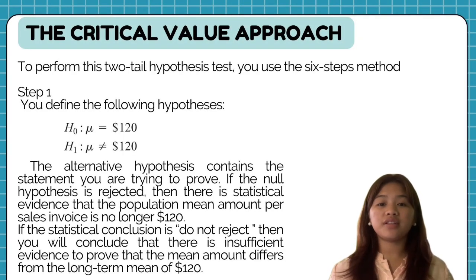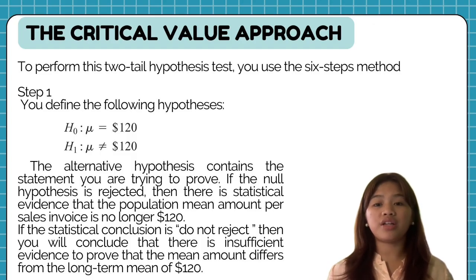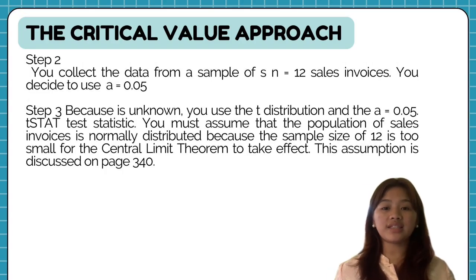Today, I'm going to discuss the critical value approach. In this step, we define what we are testing. We start with a null hypothesis, which assumes that the average sales invoice amount is 120. This represents the current belief or status quo. Next, we state the alternative hypothesis, which suggests that the average is not 120. This means we are checking if there is a significant difference from the expected amount. And it's a two-tailed test, since we are interested in whether the average is either less than or greater than 120. In step 2, we collect a sample of 12 sales invoices to analyze the average amount.